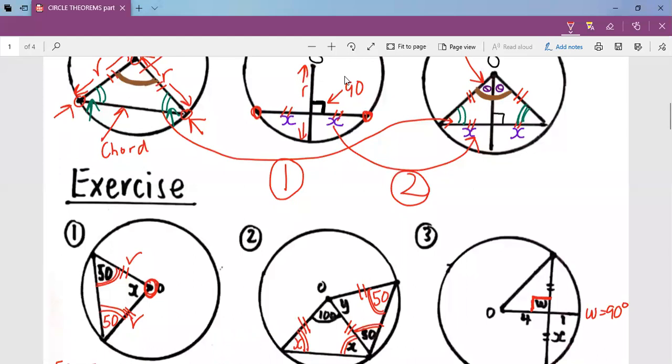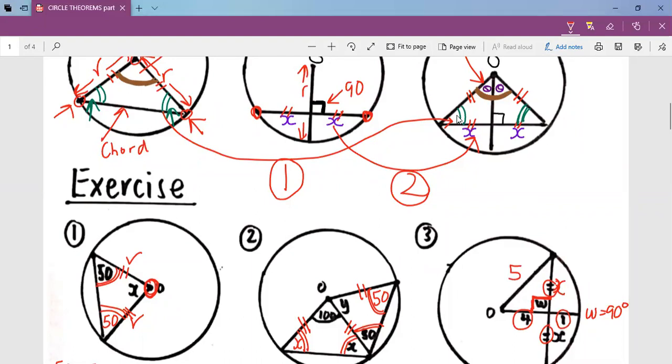Now I need to find the value of X. So basically X, even this part here will be X. Why? Because if W is 90, this part here and this part there will be equal. So if they are equal, this part will be X. Then secondly, if this is 4 and this is 1, it means the radius is 5, so this part here will be 5.